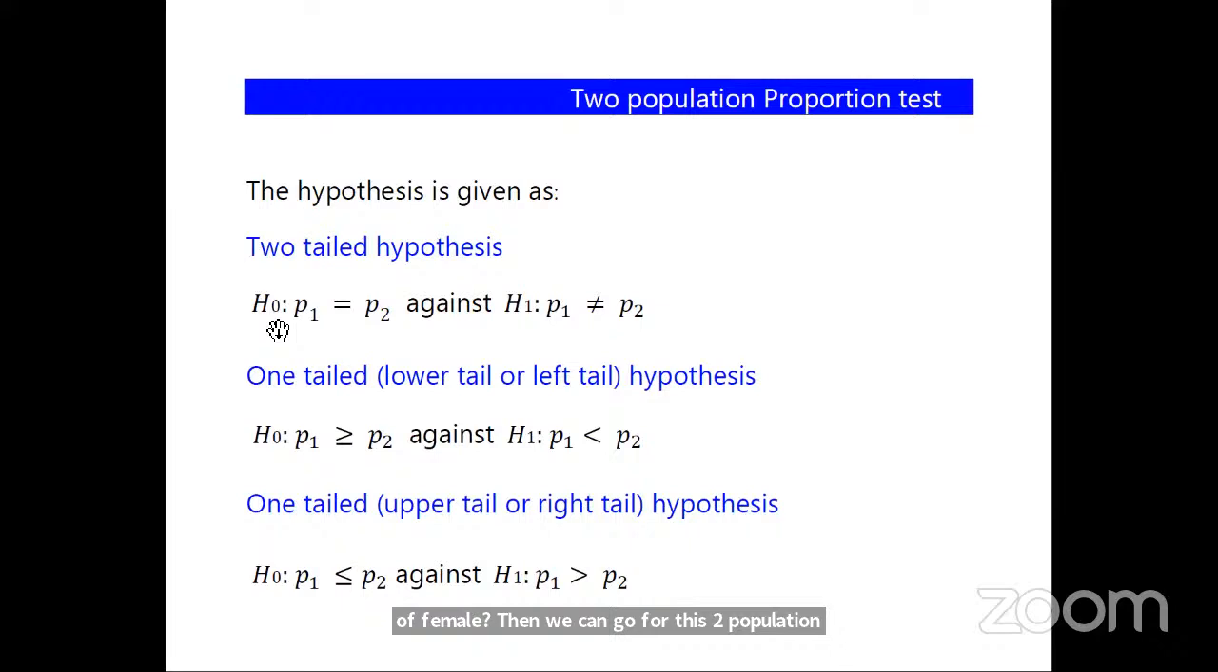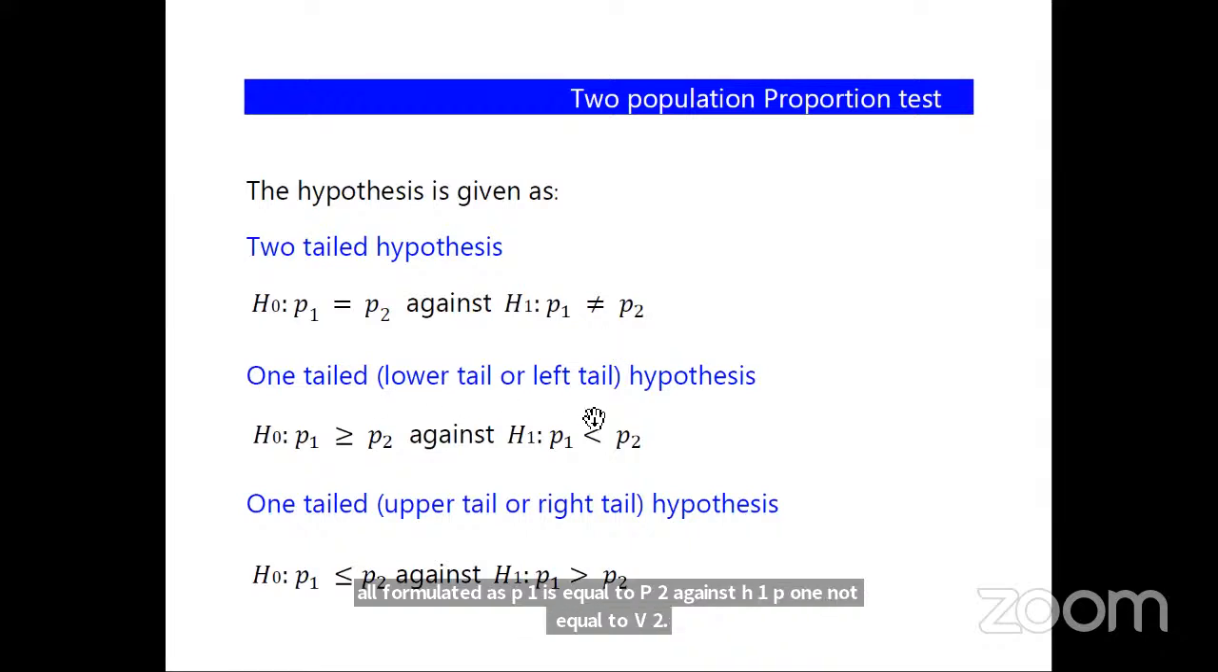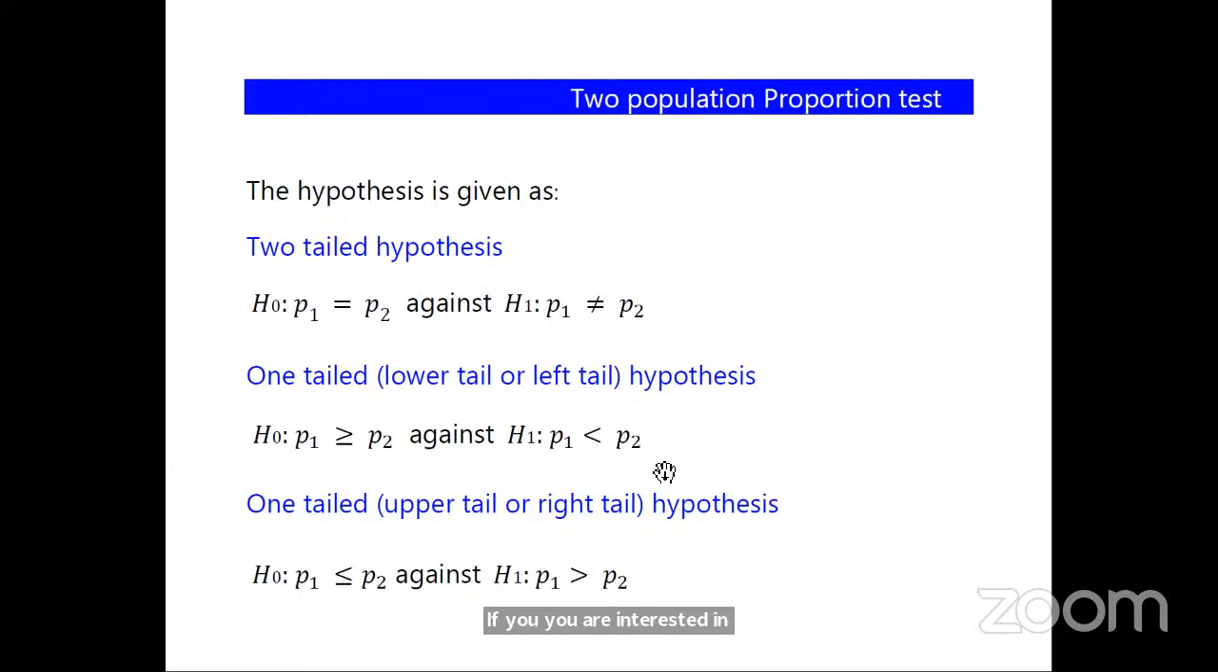So here our H naught will be formulated as P1 is equal to P2 against H1, P1 not equal to P2. If you are interested in saying whether it is less than or greater than, then your alternative hypothesis will be formulated according to that. That is H0, P1 is equal to P2, also there is no problem, against P1 less than P2. Or H0 is P1 is equal to P2 against H1, P1 is greater than P2. Like this the test will be.